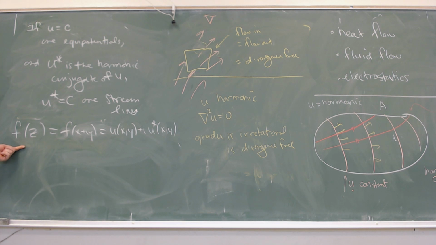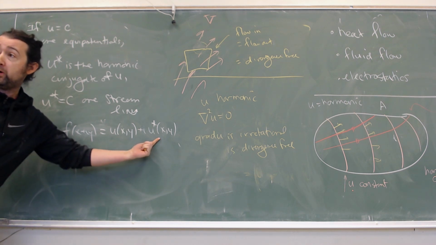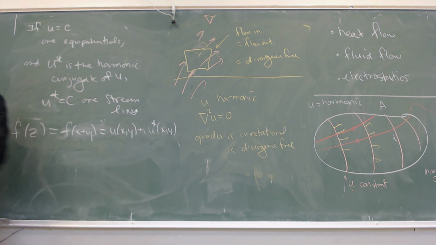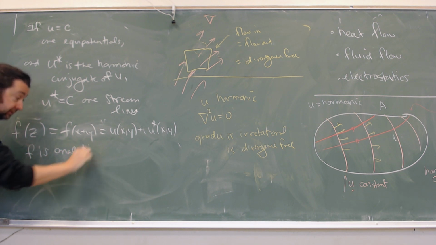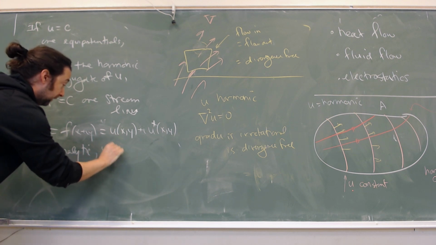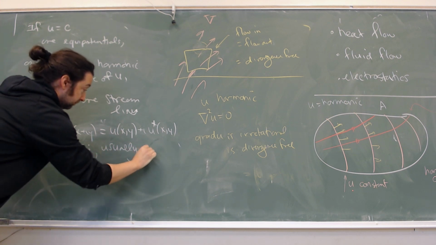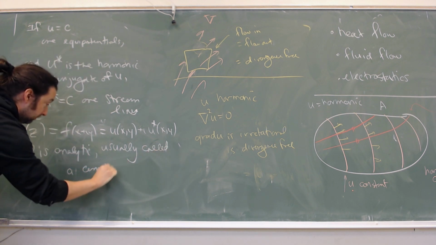One, that function is analytic because its real part is harmonic and its imaginary part is also harmonic. That's what the harmonic conjugate does, right? It gives you an analytic function. So f is analytic. That's nice. And it's usually called the complex potential.